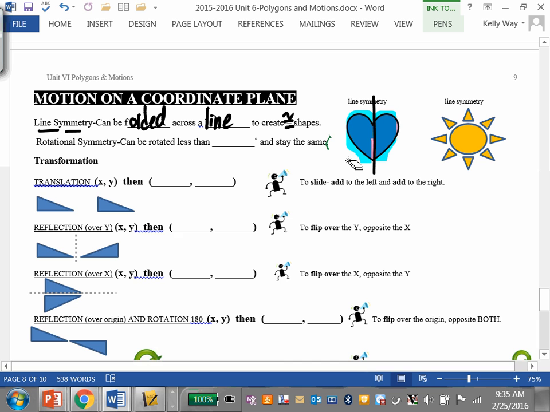I want you to take the sun, draw in and count how many lines of symmetry. Do not say this out loud, because I'm going to ask you all for feedback in just a moment.